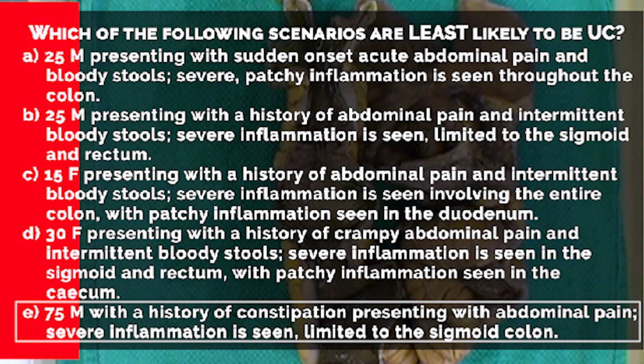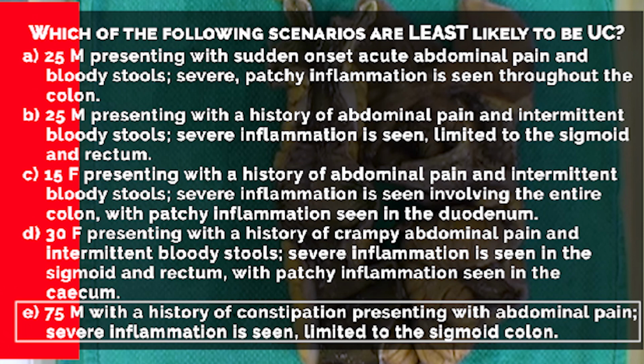In the first case, the important teaching point is that when you have a fulminant colitis, a very severe acute colitis, it can be patchy in UC, and then over time it develops into the more continuous pattern that we typically see. Answer choice B, no one picked, because that's the more typical pattern of UC, and we saw that very nicely in the first specimen.